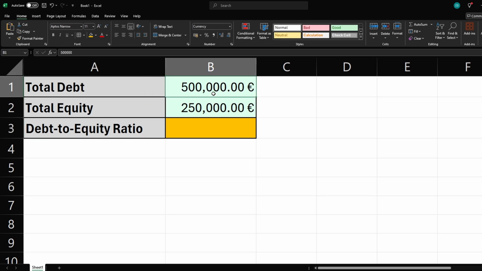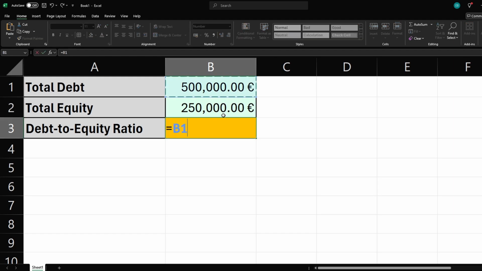Assume we have a company with total debt of 500,000 euros and total equity of 250,000 euros. We need to divide these two numbers to get the debt-to-equity ratio. Press Enter, and Excel will return 2. This means that for every euro of equity, the company has 2 euros in debt.